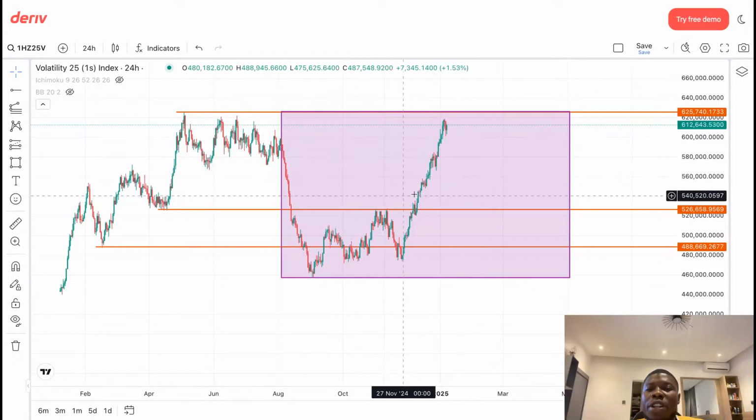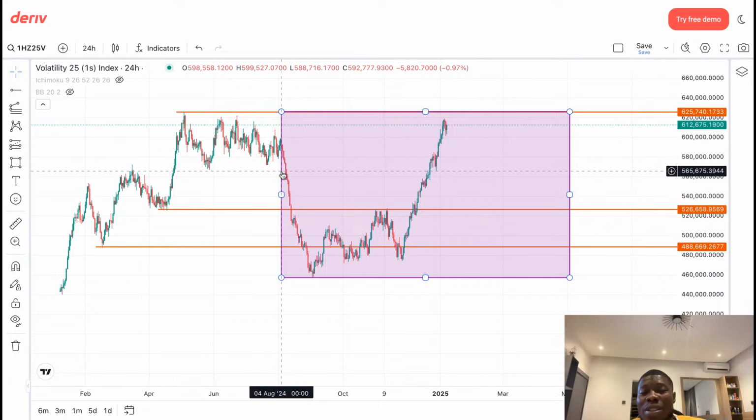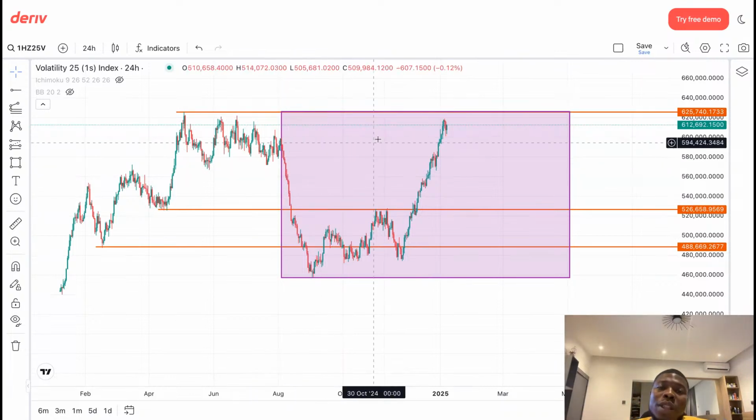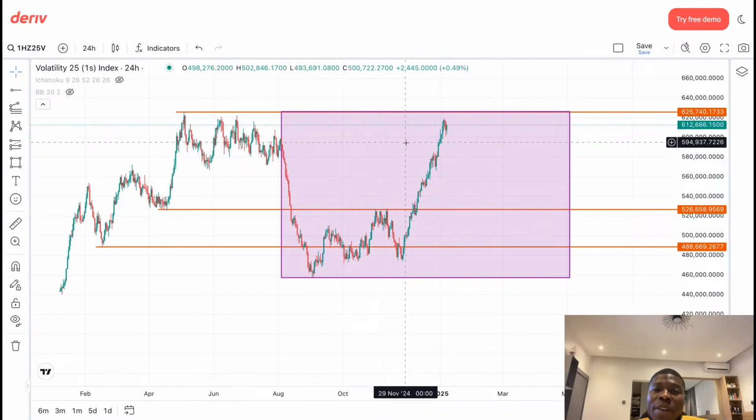A whole lot of ranging is happening. This is a 1 day time frame, so I'm just trying to check what is in the 1 day time frame. If you're taking any strategy on this 1 day, it should be strictly a ranging strategy, a strategy that works for a ranging market. That is what we work on, 1 day of volatility 25x, on this area.